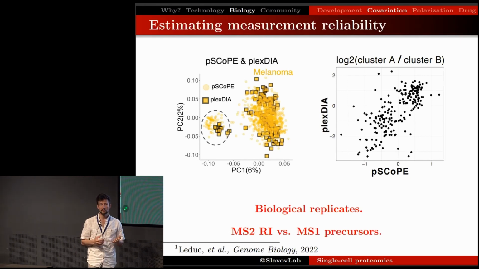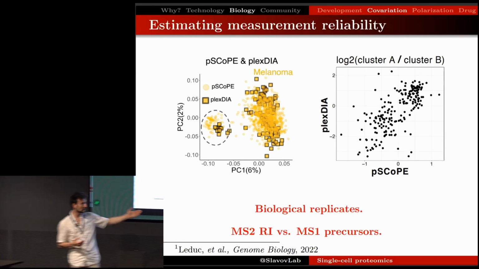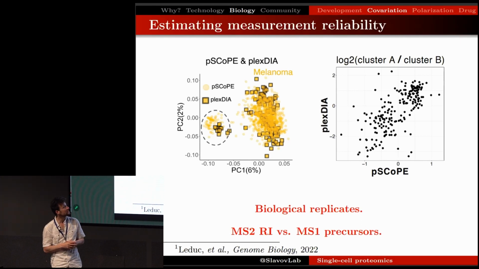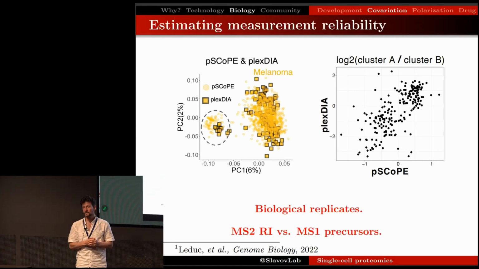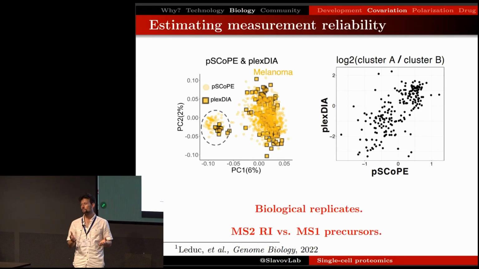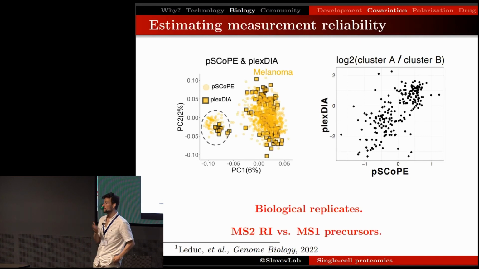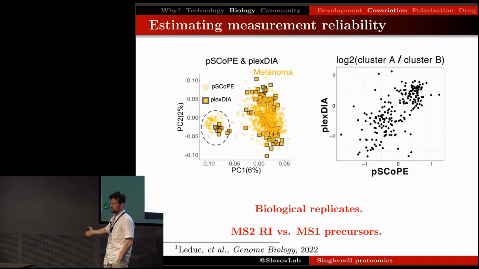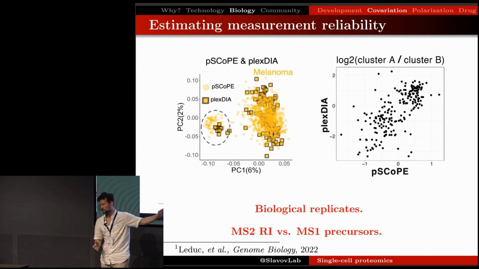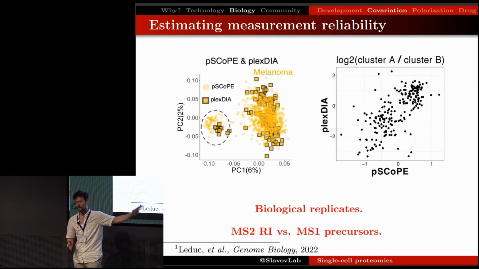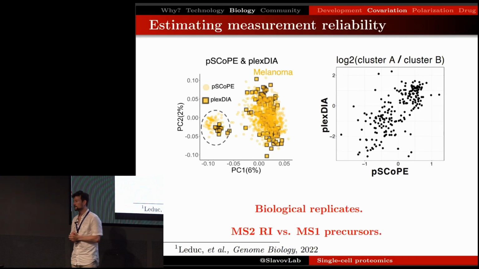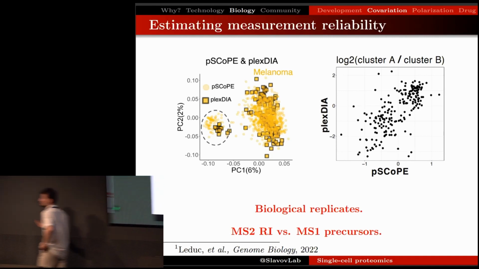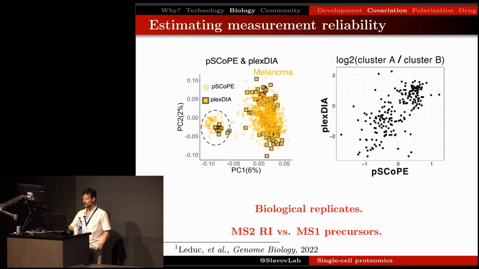And even further, we can be more quantitative. We can compare directly the fold changes of proteins between these clusters, and we observe that the correlation is reasonably good, suggesting that a large fraction of the variance in the data corresponds to biological signal, since whatever artifacts are present in one method are unlikely to be present in the other method. For example, co-isolation affecting prioritized SCoPE is not going to affect plexDIA in the same way. So it's good to see that the variance is dominated by biological signal.